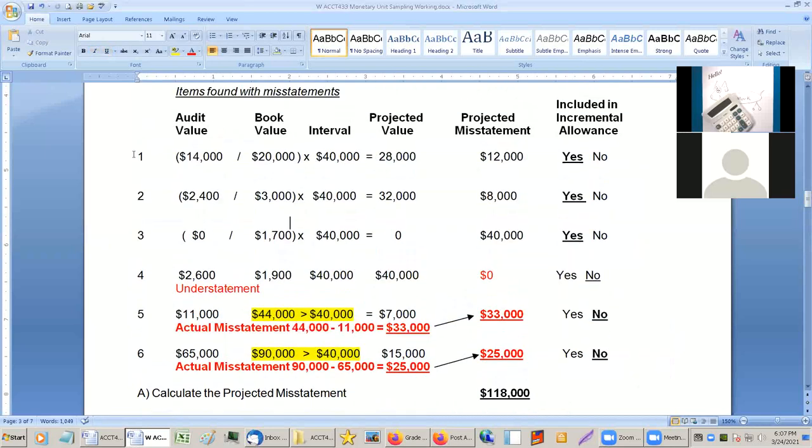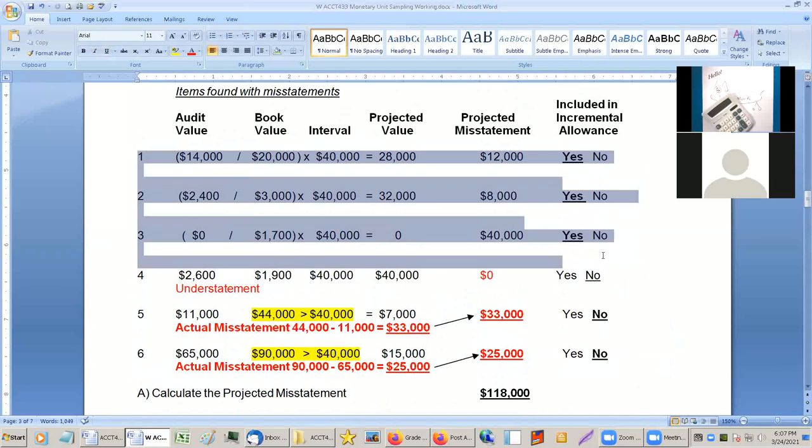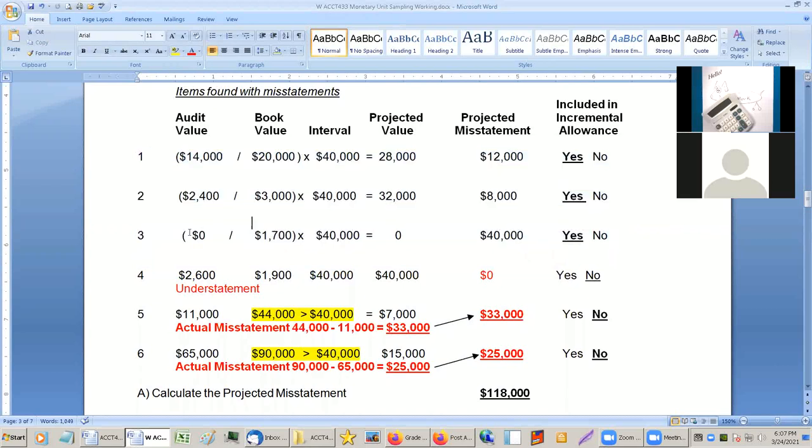And these first three, if you remember on page 4, none of these are too crazy. This one is the only one that's a little bit odd. There's nothing on the audit value, and there's 1,700 on the book value. But none of these are out of the ordinary, and these would all be included in the incremental, and we'll talk about that in a second.